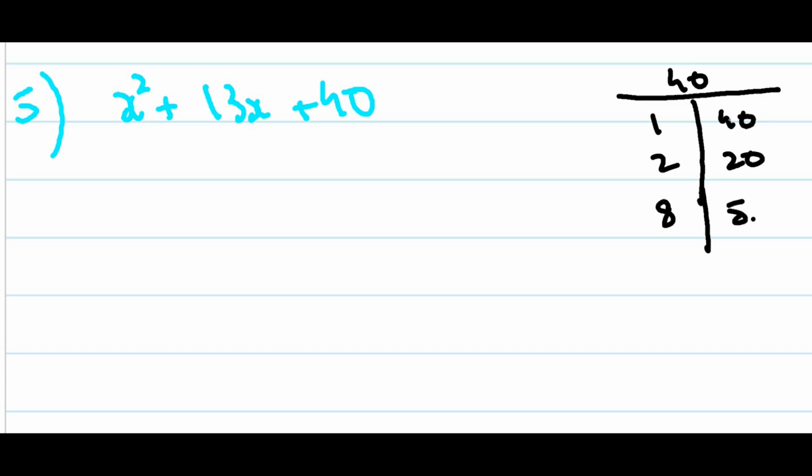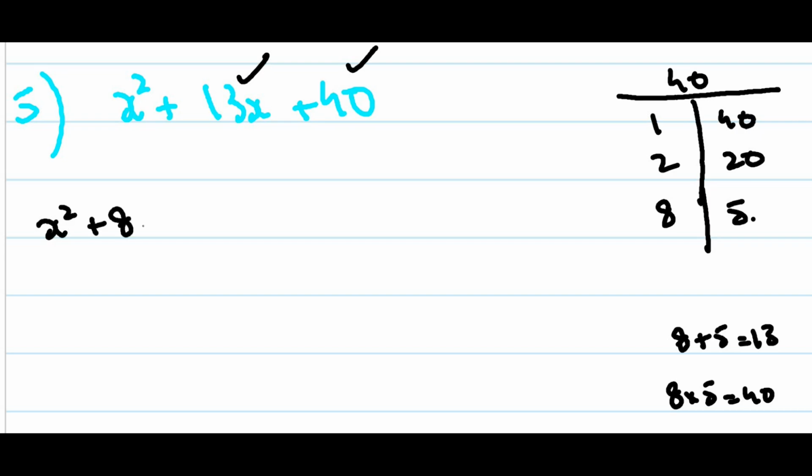Now note, if we add or subtract 1 with 40, we won't get 13. If we add or subtract 2 with 20, we won't get 13. But if we add 8 plus 5, we would get 13. Hence your first requirement is met, and 8 multiplied by 5 is also equal to 40, so your second requirement is also met. Therefore you can break this term by writing x squared plus 8x plus 5x plus 40.